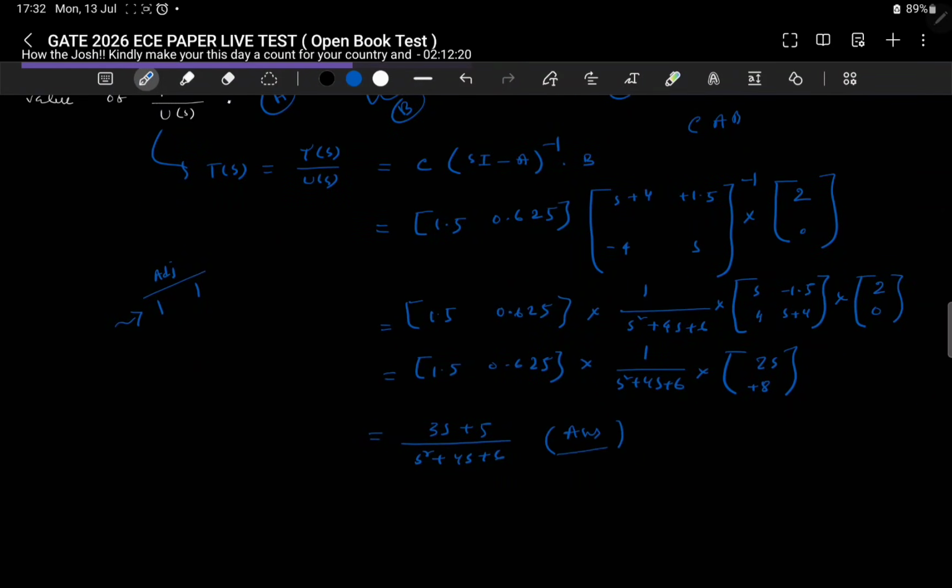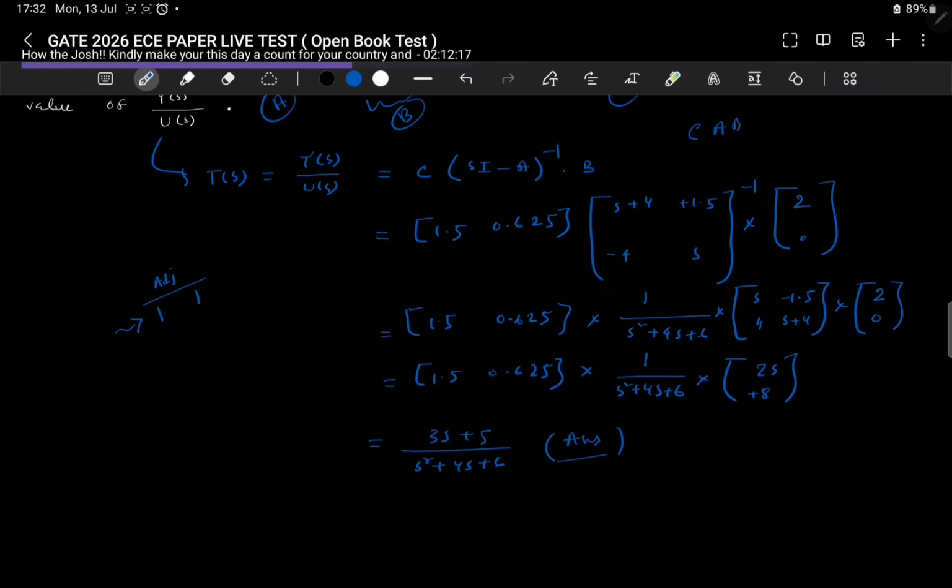I think options are missing in this question. I have missed to add options. So this is the answer.